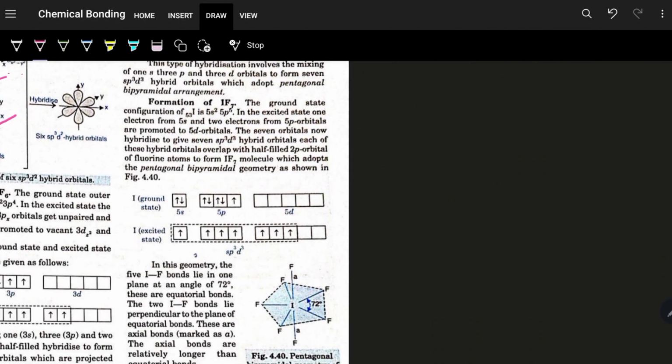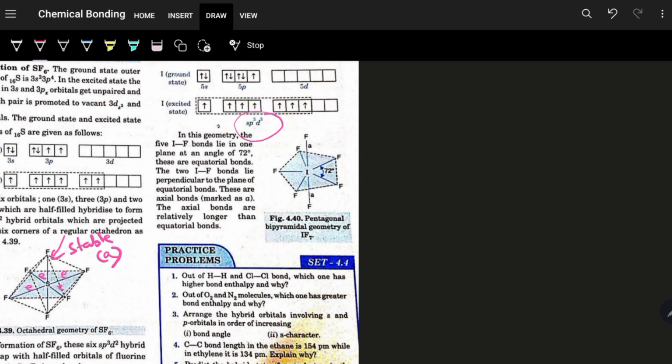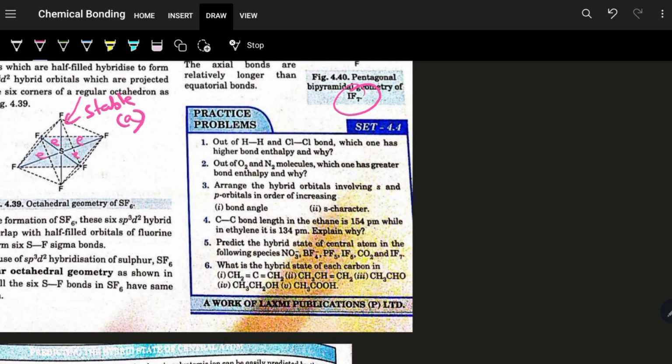sp3d3, which I said is rarely asked as a question. sp3d3, this is one example, IF7. These are certain practice problems. You can give it a try, and they are very good practice questions.